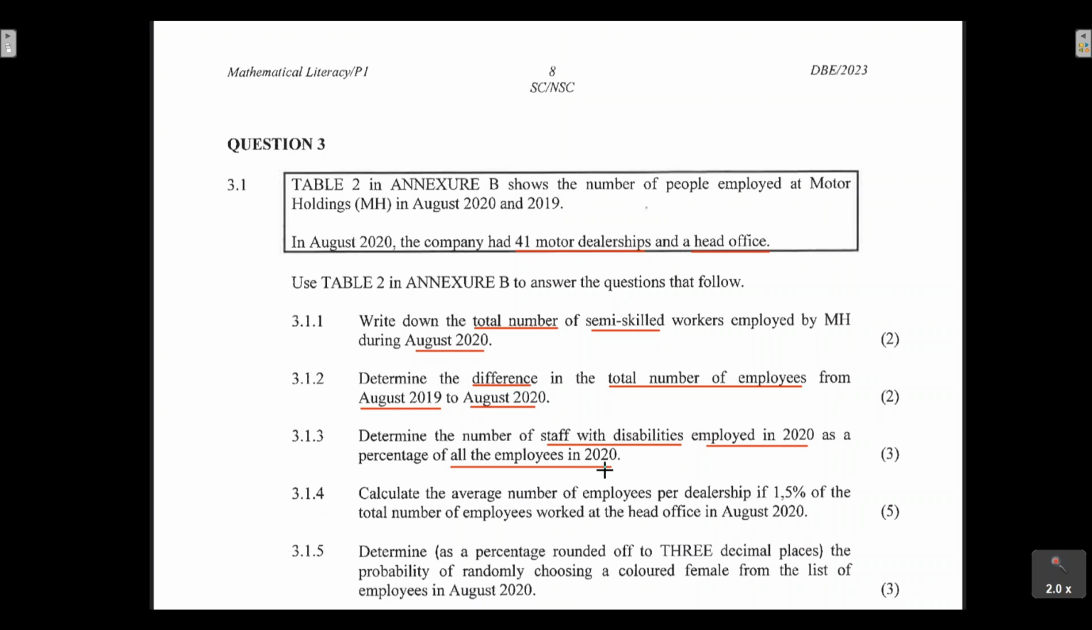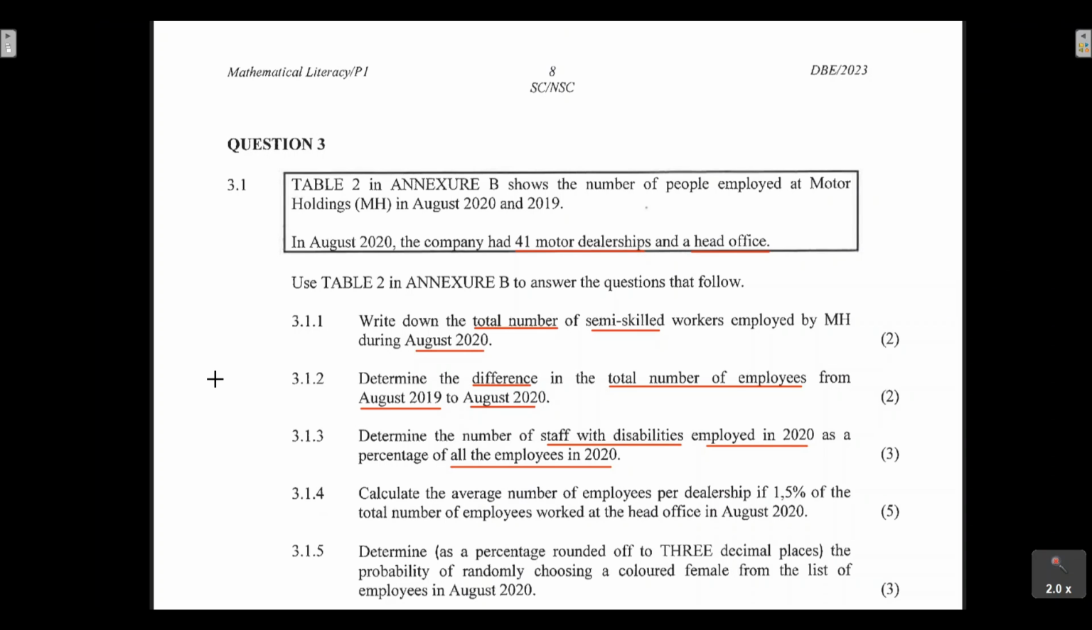Firstly, we want to determine the total number of employees in 2020. We already calculated that value. Then we want to determine the number of staff with disabilities in 2020. If you want to determine the percentage, we take the value, because we want to determine the percentage of the staff with disabilities compared to the total staff that we have in the company.